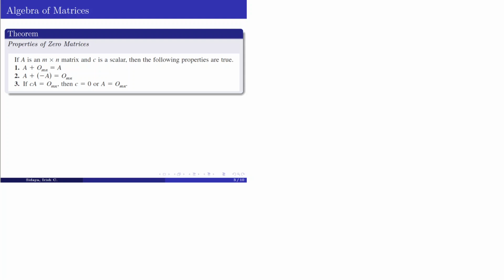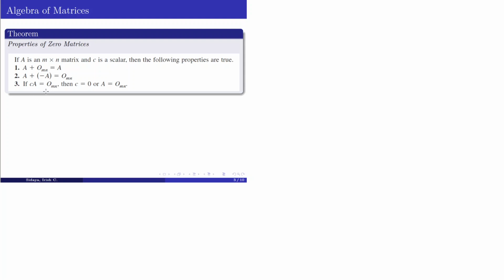Next are the properties of zero matrices. So note that a zero matrix is a matrix containing 0 elements only. So if A is an m by n matrix and C is a scalar, then these things are true. First, the sum of an m by n matrix A and the m by n zero matrix is equal to A. Also, if A is added by the negative A, then it results in a zero matrix.